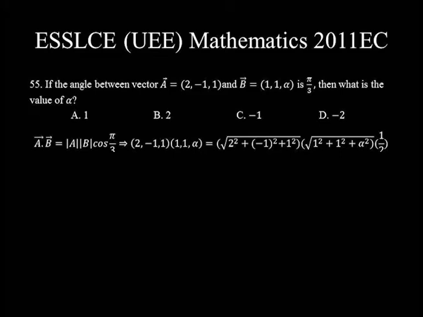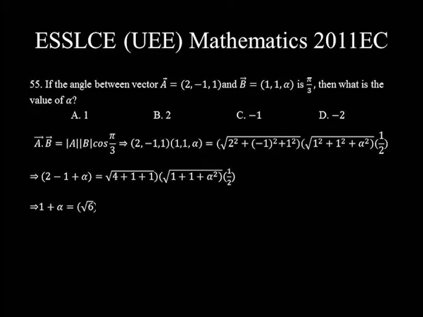The dot product of the two vectors is given as the sum of the products of the components, that's 2 times 1 is 2, plus negative 1 times 1 is negative 1, plus 1 times alpha is alpha. This is equal to the square root of 4 plus 1 plus 1, which is the square root of 6, times the square root of 1 plus 1 plus alpha squared, which is the square root of 2 plus alpha squared, times 1 over 2. So 2 plus negative 1 is 1, plus alpha.